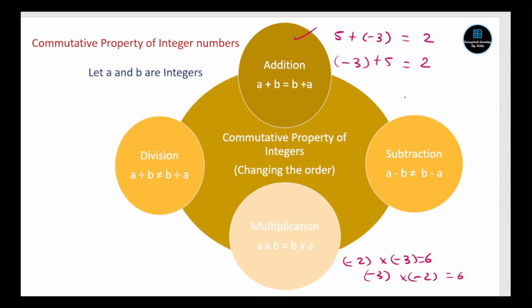Now what if I do the subtraction? Let's understand. If I say 5 minus minus 3, what do we get? Here in this case, I'll get 8, right? Now, if I change the order, minus 3 minus 5, here I'll get minus 8. So they are not equal, right? Just understand this. For subtraction, commutative property is not valid, and for division also.